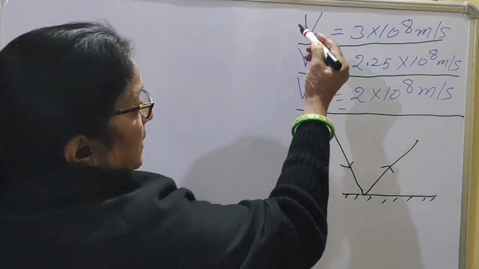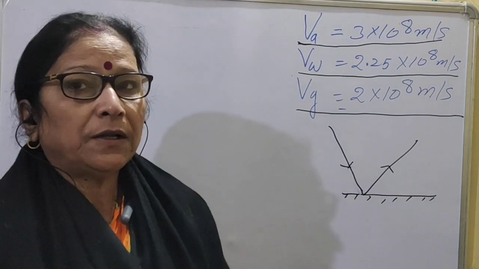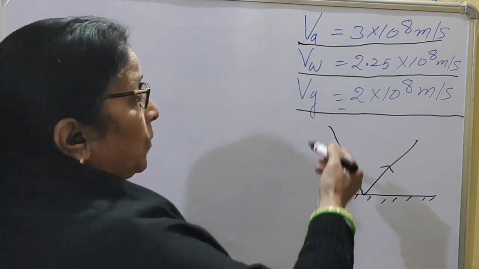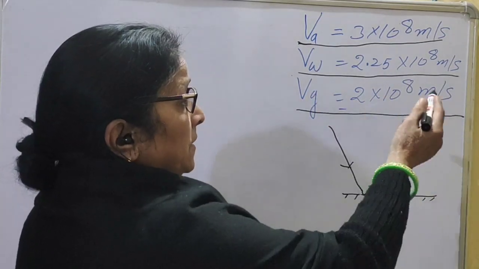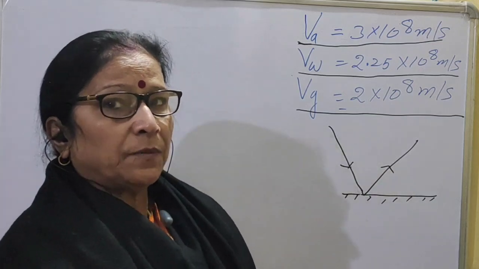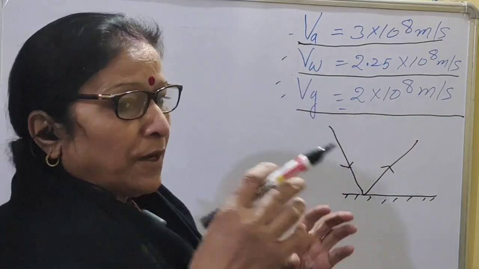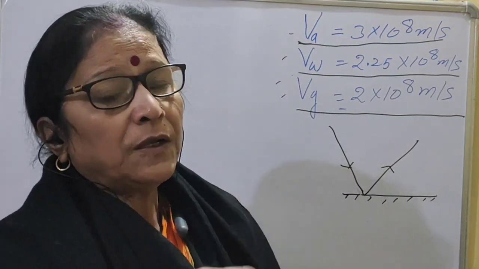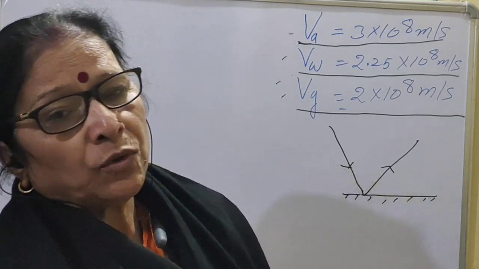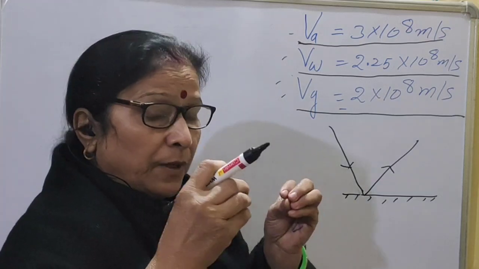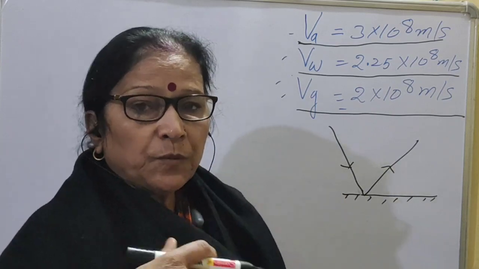Before that, let us see the speed of light in air, that is 3 into 10 to the power 8 meter per second. Speed of light in water is 2.25 into 10 to the power 8 meter per second. It is decreasing. Speed of light in glass is 2 into 10 to the power 8 meter per second. So what we see is that as the molecules of the medium go on becoming closer, the speed of light decreases, and already we know that light doesn't need a medium to travel. So if the medium becomes denser, molecules become closer to each other, so the speed of light will be slowed down.